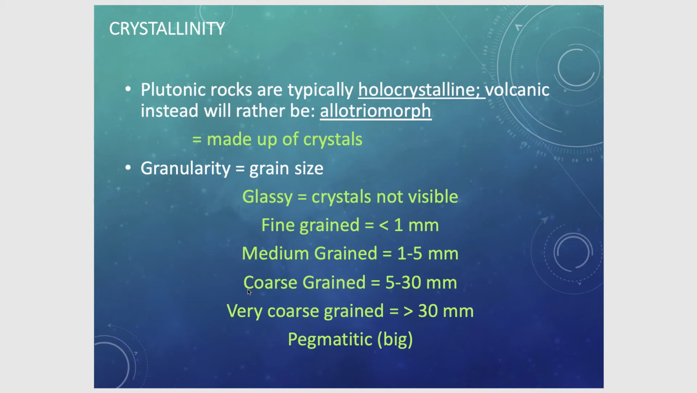So if you have crystals that are on the order of 30 millimeters or more, you can start to call these rocks pegmatitic, and you will also give it a name that is related to the composition of the rock. So I could call, for example, a granite a pegmatitic granite, and I mean that the crystals that compose the granite are quite large, exceptionally large in some cases.